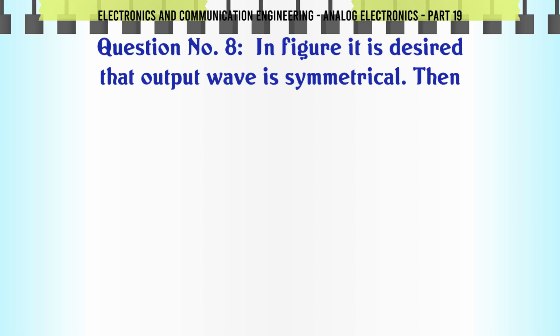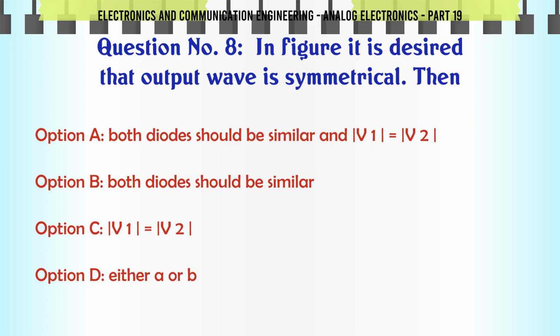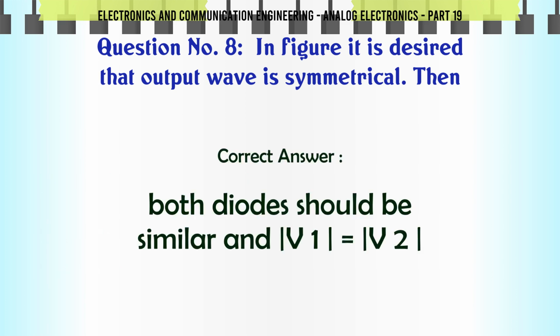In the figure, it is desired that the output wave is symmetrical. Then: A. Both diodes should be similar and V1 = V2. B. Both diodes should be similar. C. V1 = V2. D. Either A or B. The correct answer is both diodes should be similar and V1 = V2.